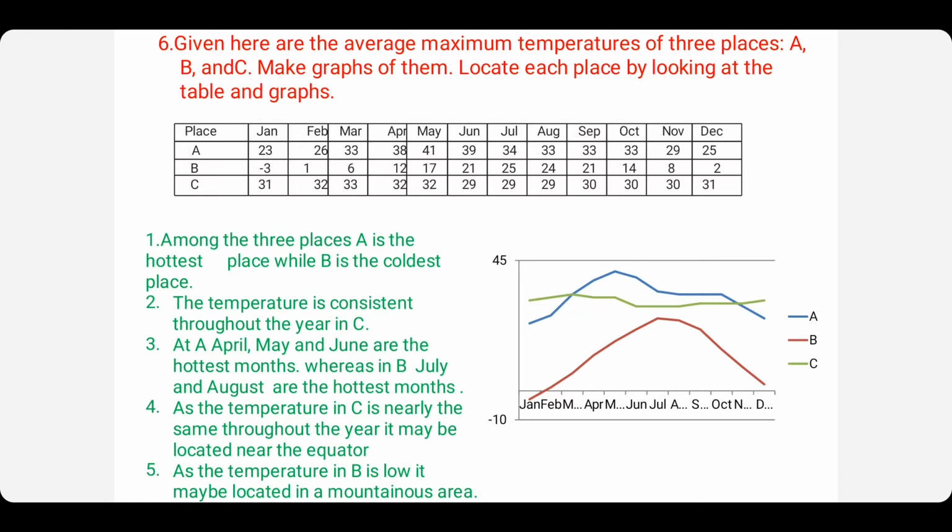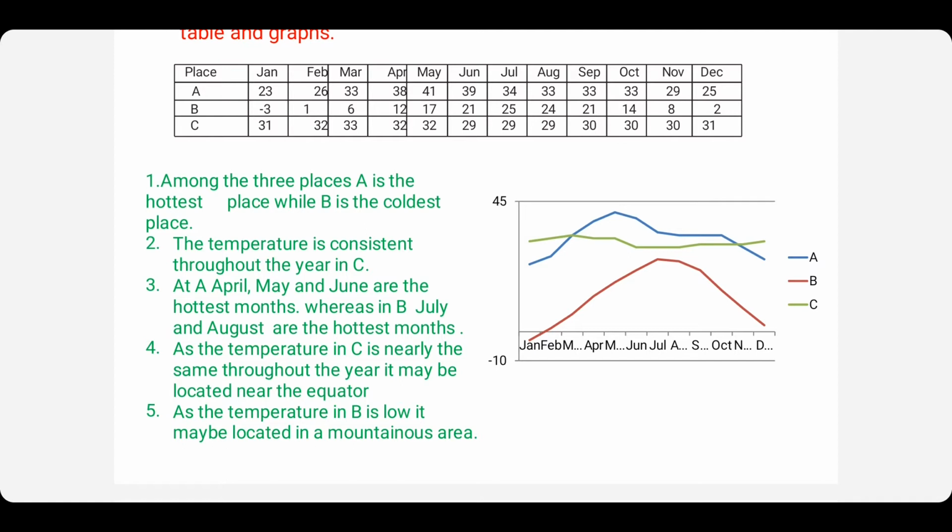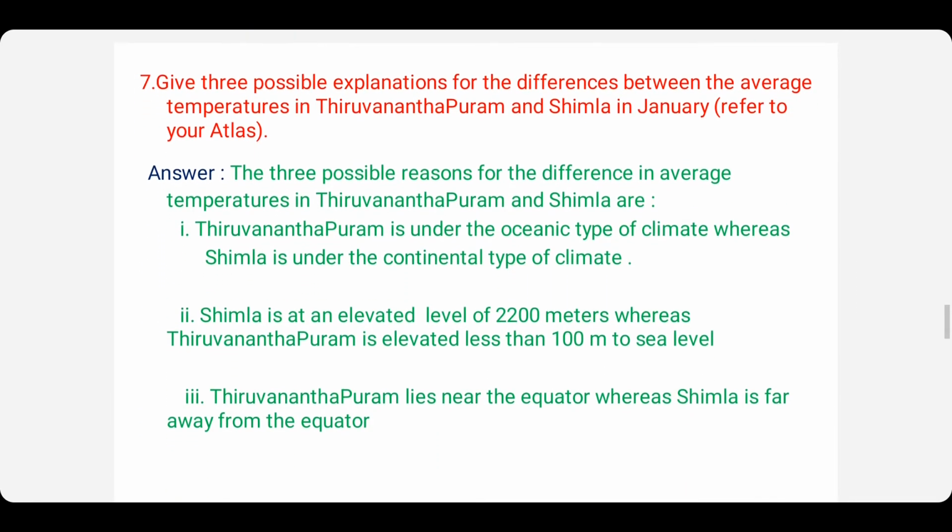And then as the temperature in C is nearly the same throughout the year, it may be located near the equator. Probably C is located near the equator. The place called C should be located near the equator. And then as the temperature in B is low, it may be located in a mountainous area. So as I told you, as we go to higher altitudes, the temperature decreases. Now in B we have low temperature, so we can conclude that B is a mountainous area.